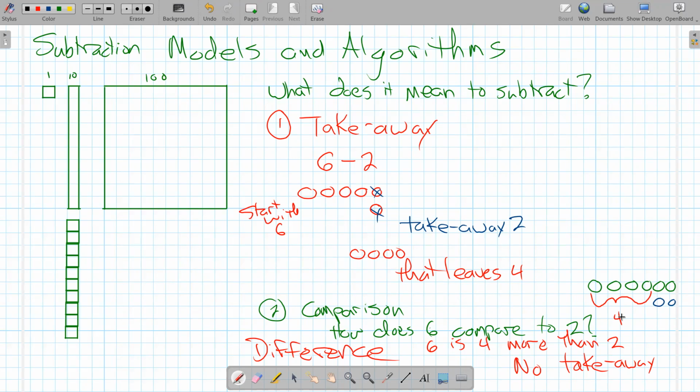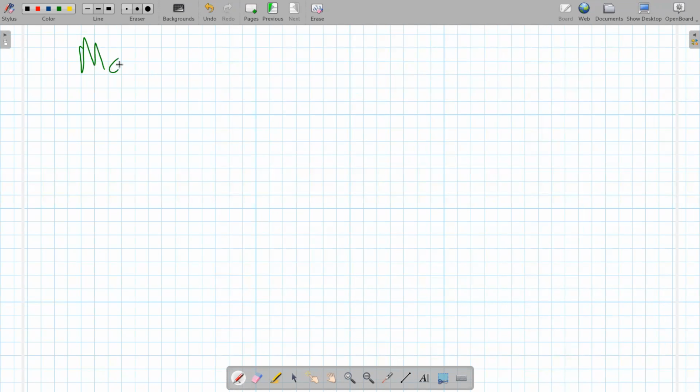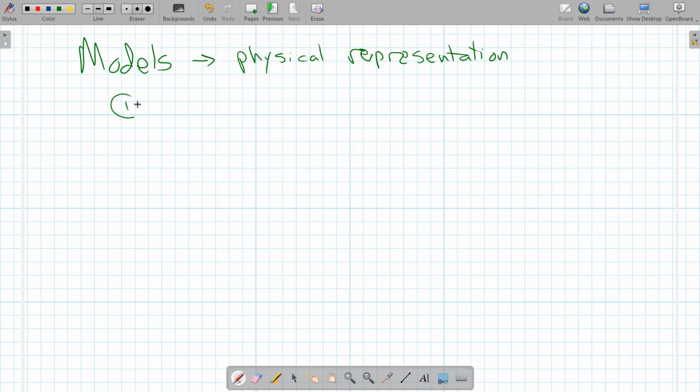These are called models for subtraction. So a model is some physical reality about the operation that we're working on. Whoa, my pen is freaking out there. Physical representation. And I think these are the 2 most important ones. We have the takeaway model for subtraction, and we have the comparison model.